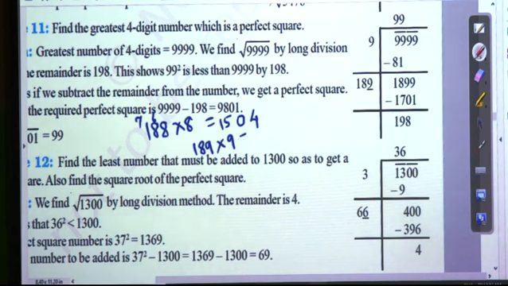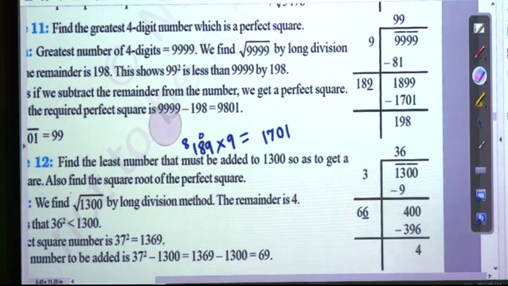189 multiplied by 9. 9 nines are 81, carry 8. 9 eights are 72, 72 plus 8 is 80, carry 8. 9 ones are 9 plus 8 is 17. This is also smaller than 1899. So let us check the next value. This is the maximum value.